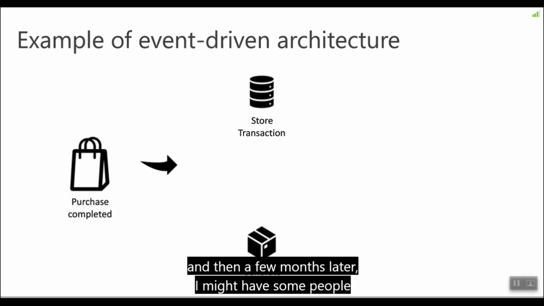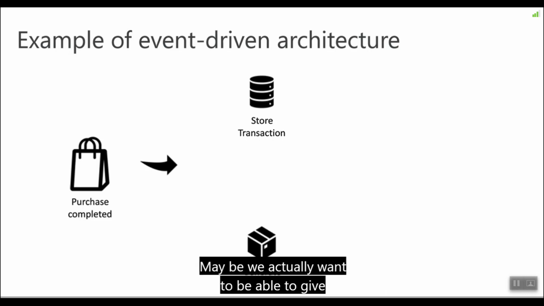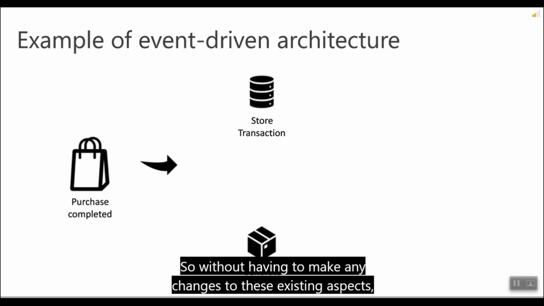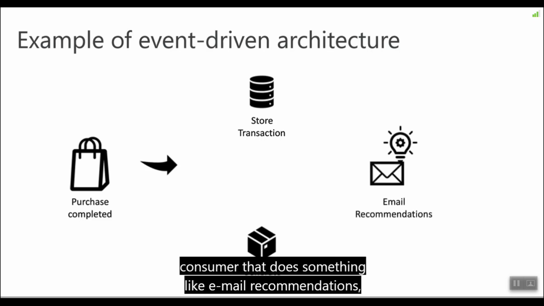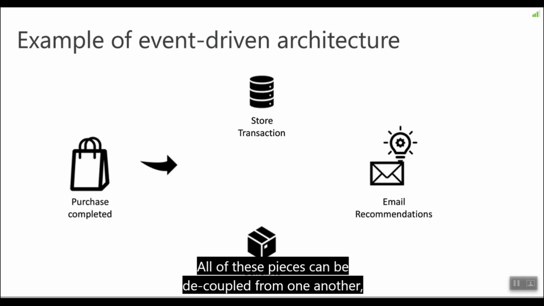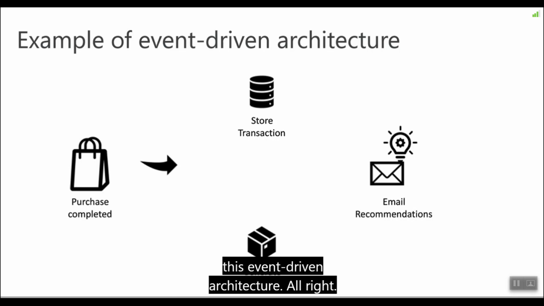And then a few months later, I might have some people from the business who come up and say, hey, I have enough data here that's being stored. Our business is growing fast enough. Maybe I actually want to be able to give recommendations to the customer, help them understand what else they might be interested in. So without having to make any changes to these existing aspects, I could then add a new event consumer that does something like email recommendations. Hey, you bought a hammer, you might also be interested in nails. All of these pieces can be decoupled from one another. They could scale independently as needed, and I can add new additional capabilities whenever I need to. So this is some of the benefits of this event-driven architecture.